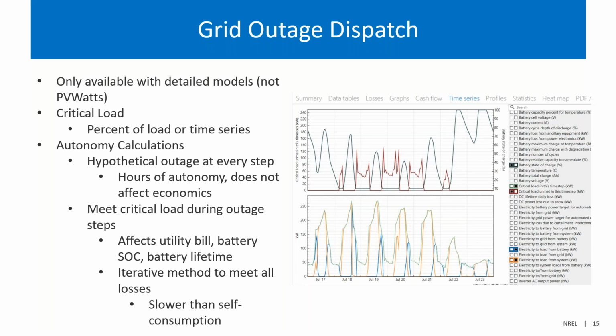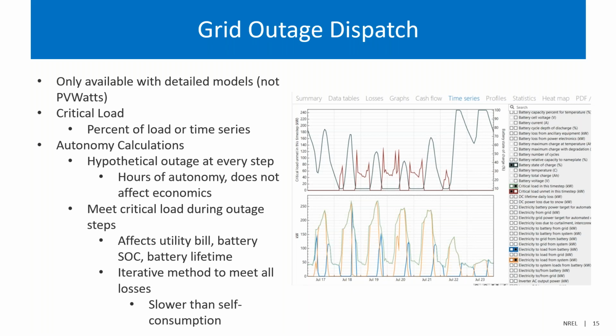These all take critical load as an input. And that can be done as a percentage of load or as a detailed time series if you have time series information about your critical load. And then we provide 2 different ways to analyze the autonomy of the system during a grid outage. One is what I would refer to as the hypothetical outage at every step. So in every step of the simulation, it calculates the autonomy going forward as if the power went out during that step.